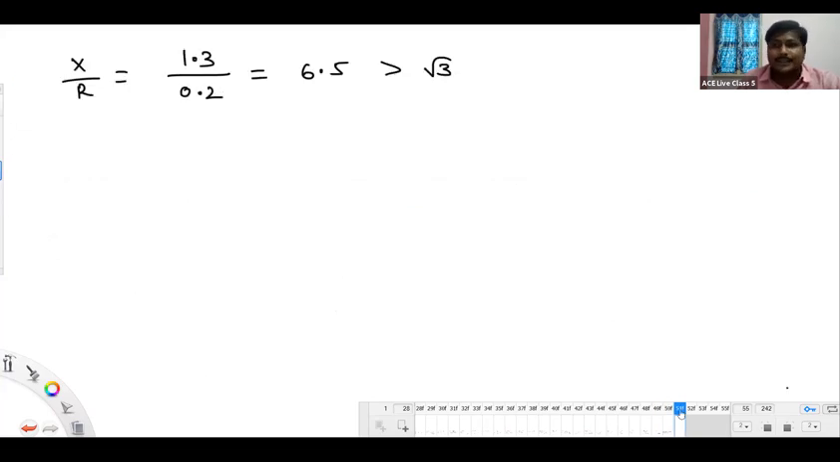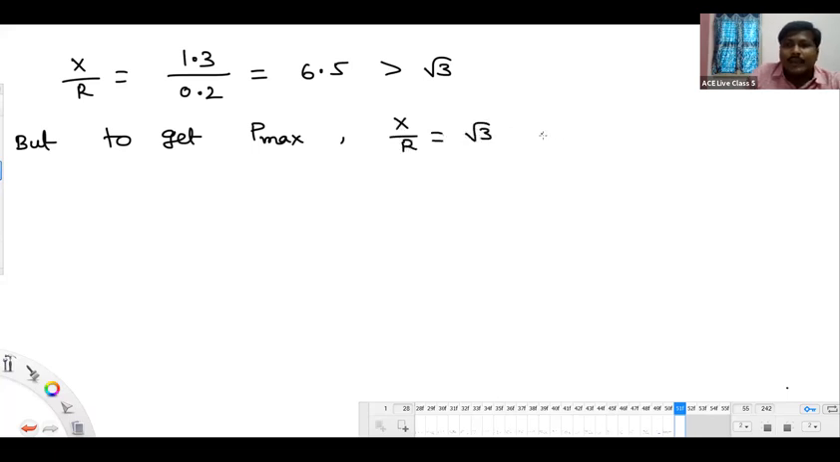All of you getting my statement? That is greater than root 3. But to get maximum power, the X by R value must be equal to root 3. Or else you say the X value should be equal to root 3 times R. X value must be equal to root 3 times R.